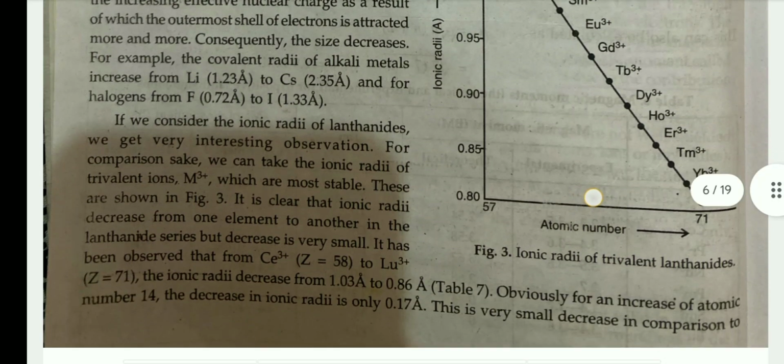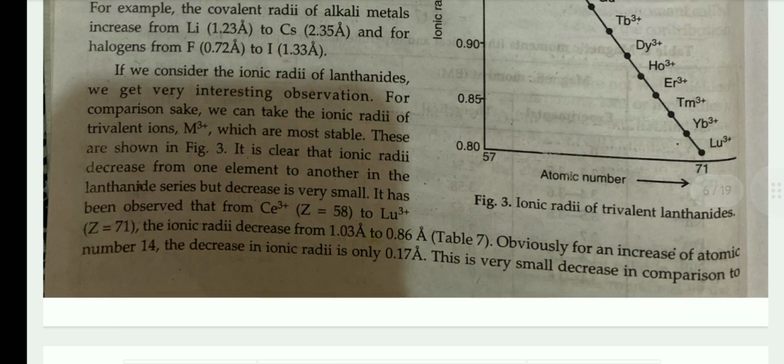If we consider the ionic radii of lanthanoids, we get a very interesting observation. For comparison's sake, we can take the ionic radii of the trivalent ion M3+, which is most stable.